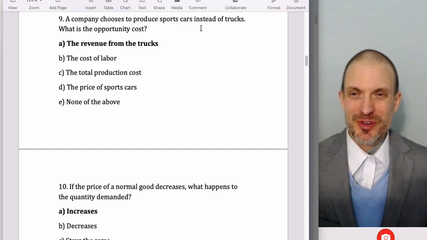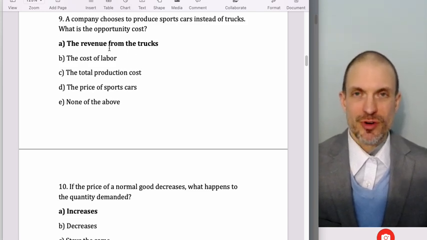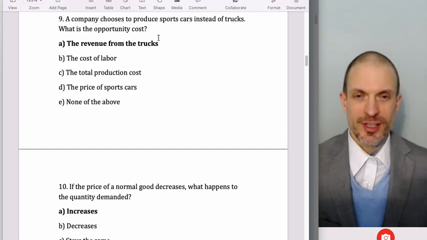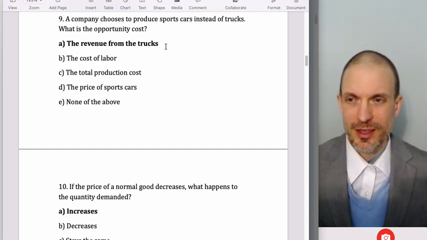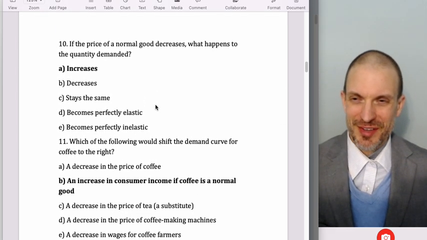Company chooses to produce sports cars instead of trucks. What's the opportunity cost? Oh, it's the foregone revenue from trucks, right? It's the lost revenue. I should actually say the lost revenue, but revenue from trucks would be what you're sacrificing if you make only cars. Ford did that recently. They cut back maybe to zero how many sedans and stuff they were making, and they wanted to specialize just in making trucks. You have to look back to see if they actually followed through on that.